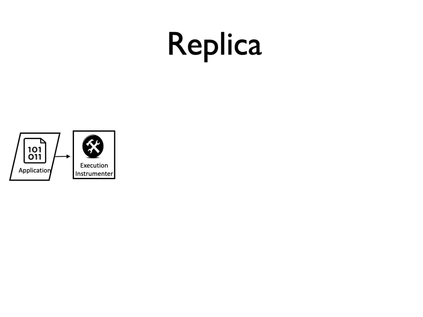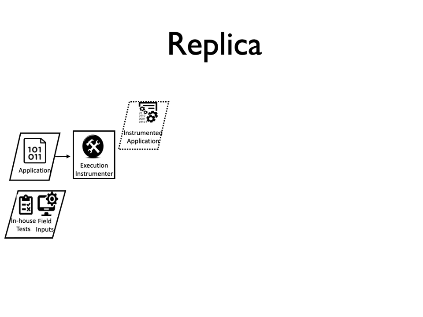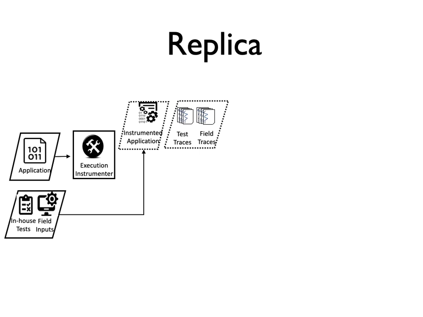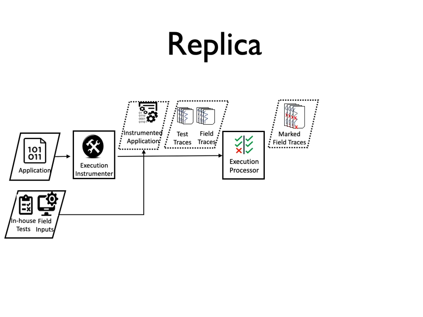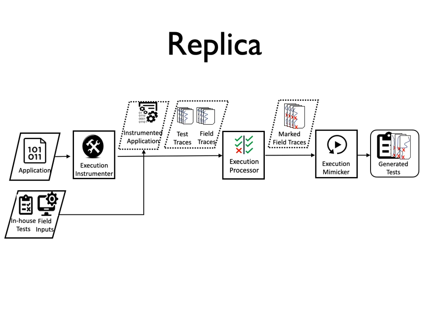And here is how it works. The execution instrumenter takes the input application and produces an instrumented executable. The executable is then tested in-house and deployed, which will produce execution traces for both test and field executions. The execution processor then compares these traces and marks field traces that contain behaviors that are not covered by tests. Finally, the execution mimicker uses these marked field traces to generate inputs that can mimic those field executions.